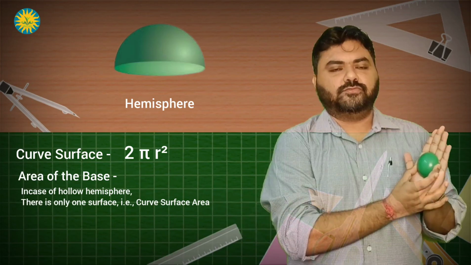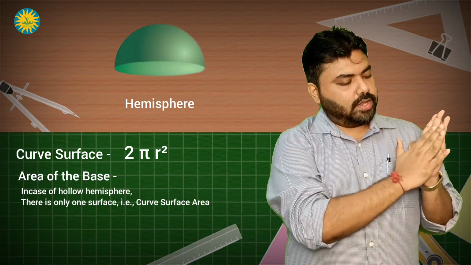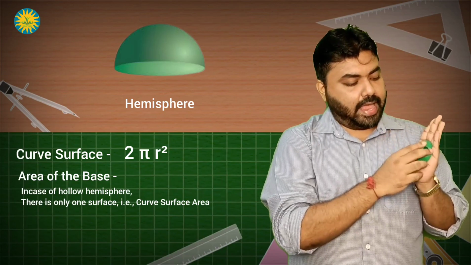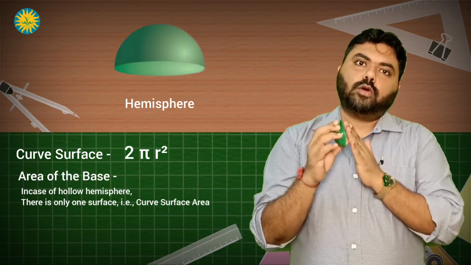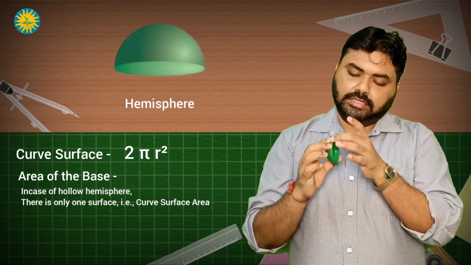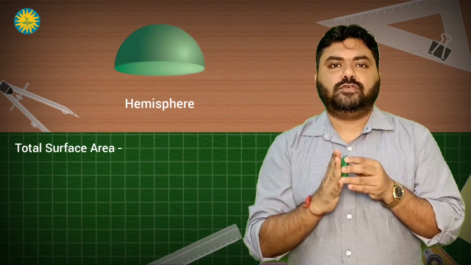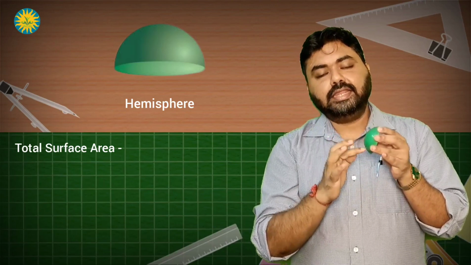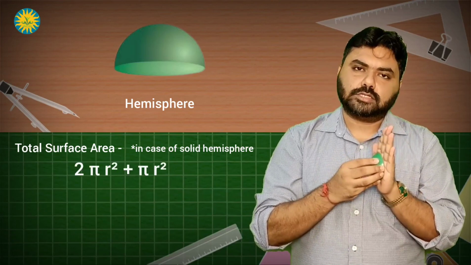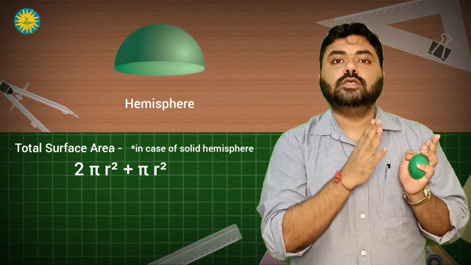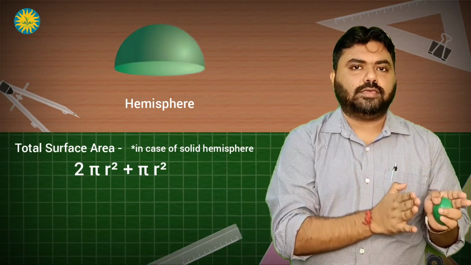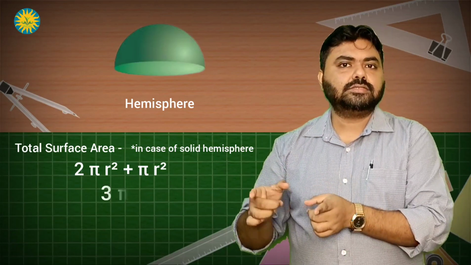In a solid hemisphere, there will be 2 surfaces. One is a curved surface, similar to that of the hollow hemisphere, and the bottom surface will be a plane surface, whose shape is also a circle. To find the total surface area, we have to add the area of the curved surface as well as the area of the base. The area of the base is pi r square, whereas the area of the curved surface is 2 pi r square. Therefore the total surface area of a solid hemisphere will be 2 pi r square plus pi r square, that is 3 pi r square.